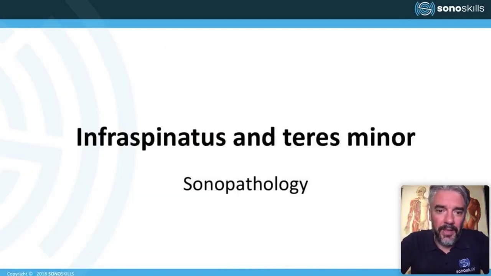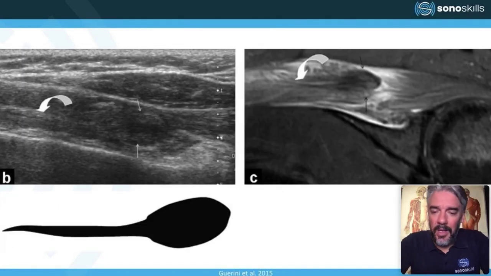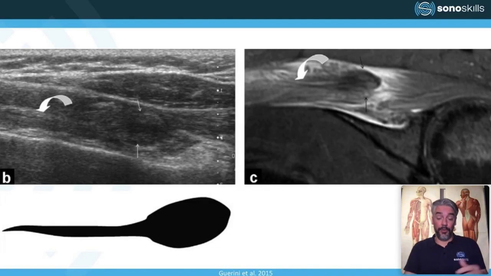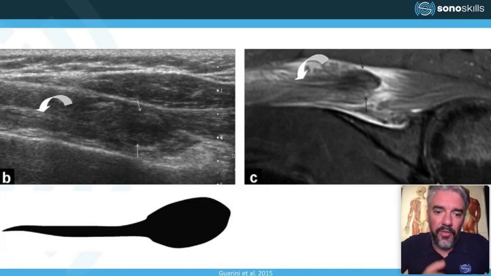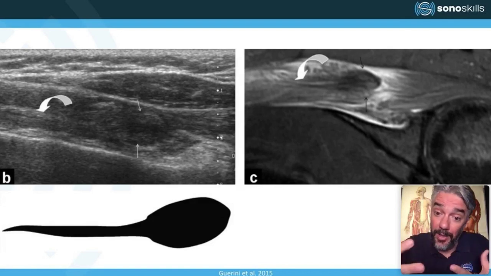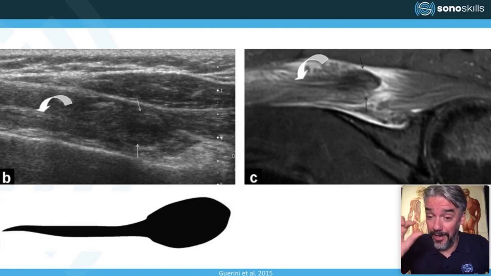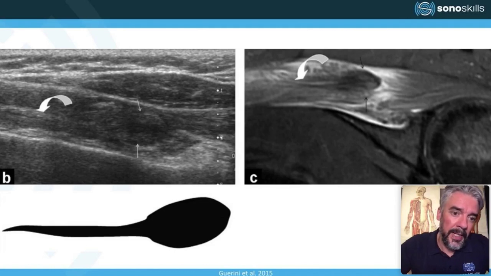So let's look at the sonopathology. First, the sonopathology, of course, of the infraspinatus. This is called the tadpole sign. This is a very nice article of Mr. Guerini. I think I also shared an article about that with you, about the infraspinatus. And the tadpole sign is like this little pre-frog animal, for all non-native English speakers, a tadpole.